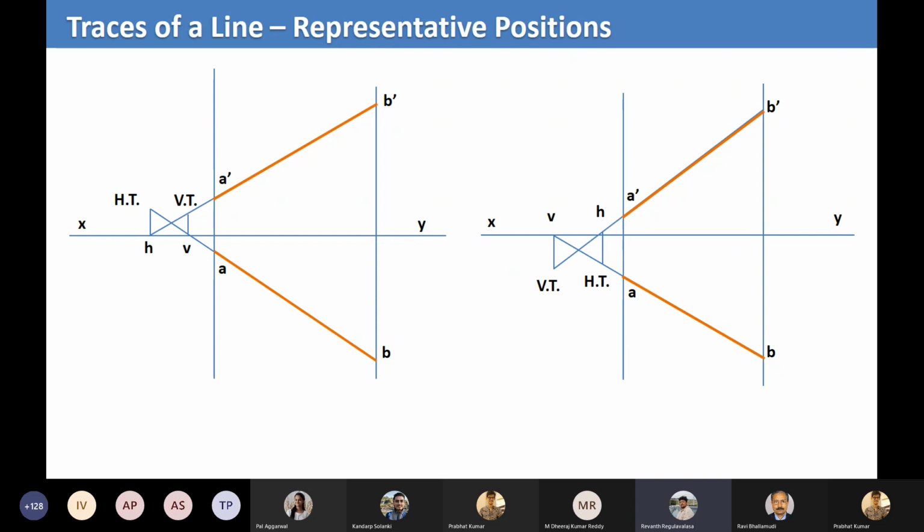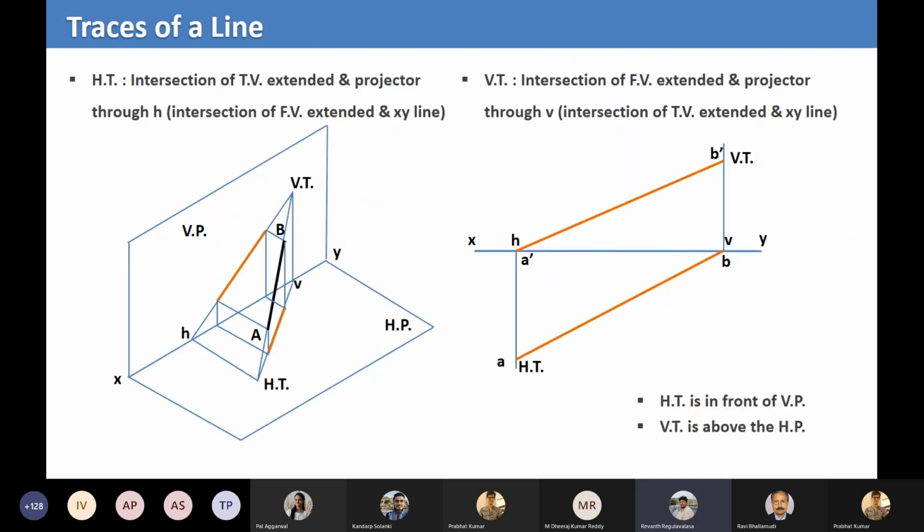Can we go back to the previous slide, Prabhat Bhaiya? Yes. See here on the left side. We have obtained HT, we have extended the line AB, and it met HP at HT. And we have drawn a projection line from HP to the XY line. So this is small h. Observe carefully, this small h actually lies on the projection. Which projection is it? Front view.